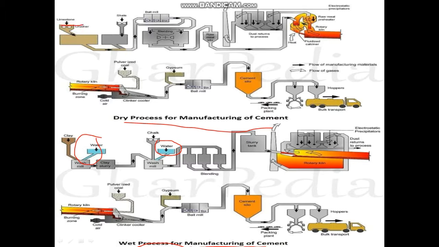Here the limestone is added to the crusher, and the shale is added, and the ball mill is used for crushing. It is taken to the rotary kilns, and there the pulverized coal is added. Then the clinker is cooled and the gypsum is added last, and the ball mill sends the cement to the cement silos, and then to the hoppers, and then to transport.